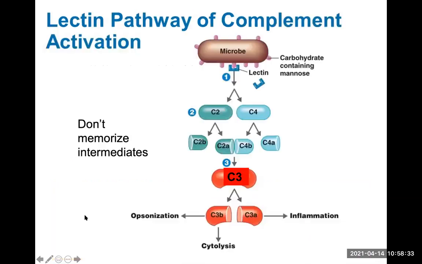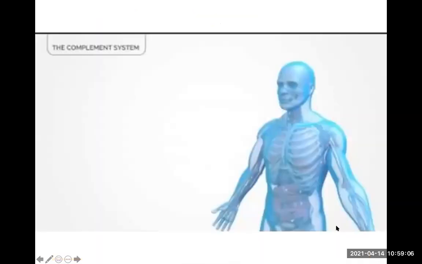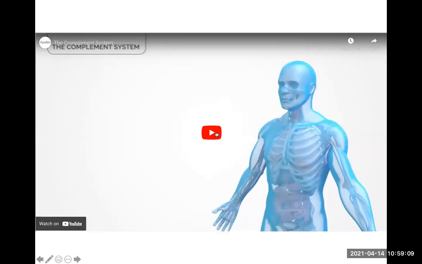But once you have the cleavage of C3, this C3a is going to split into a bunch more proteins and embed into the plasma membrane of the bacterial pathogen. And then that will cause a small hole, which will allow the influx of water into the cell and burst it open. So here is an image. Here's the bacteria right before and right after cytolysis. All right, here's a brief video on the complement system.